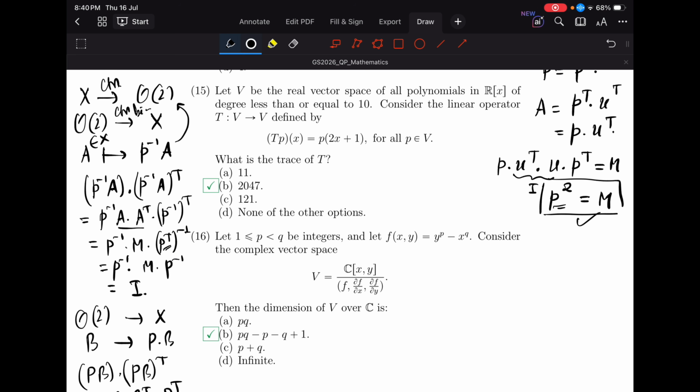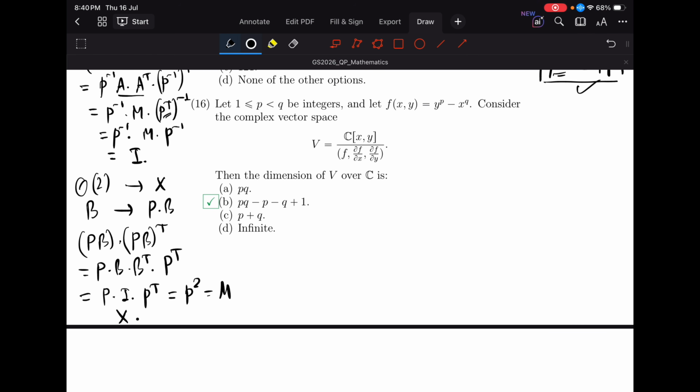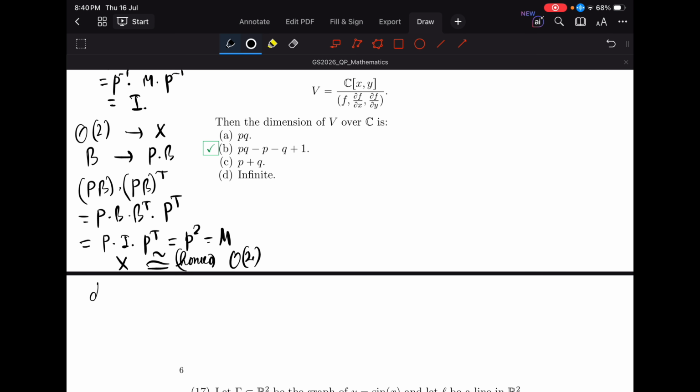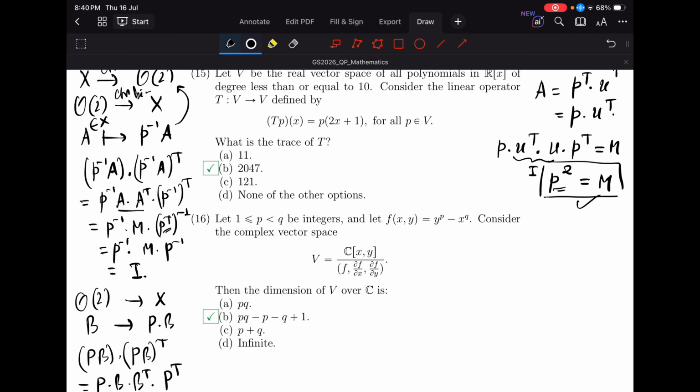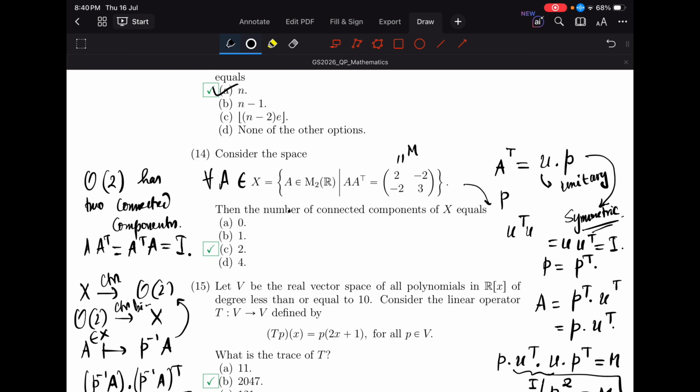So this is the homeomorphism. So X is homeomorphic to O2, and we know O2 has two connected components. The connected components are easy to define: determinant of B is 1 and determinant of B is -1. There are two connected components of O2. Then we get that X also has two connected components. Okay, so this is the correct option.